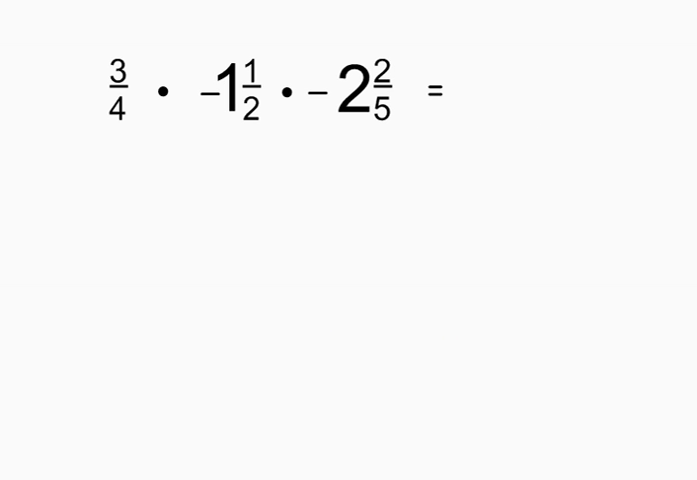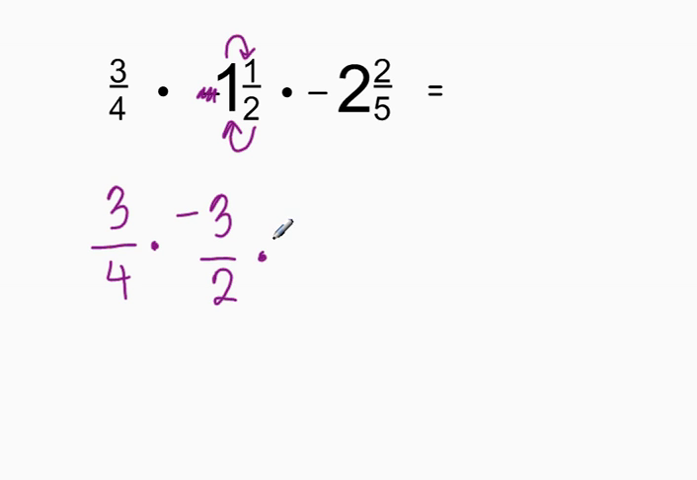Now here's a big, scary looking problem. I'm going to do what I did in that problem right before this. I need to turn this into an improper fraction. I can see it's going to be negative, so I'm going to put that negative sign down there. 2 times 1 is 2, plus 1 is 3. Denominator stays the same. And here's another negative, put that there. 5 times 2 is 10, plus 2 is 12, and the denominator stays the same.